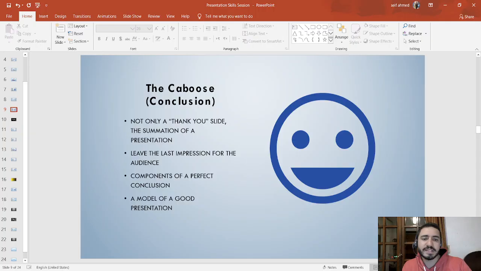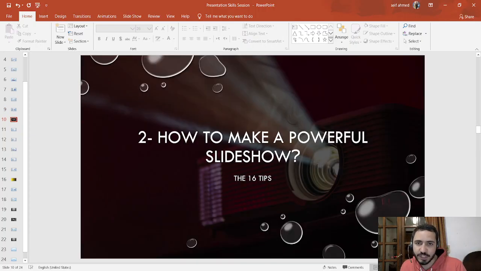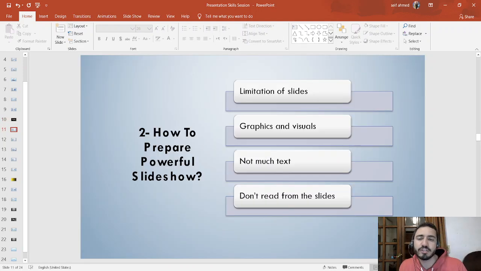So these are basically the components of your presentation. But how about what to do to be able to make a powerful slideshow? We will give you 16 different tips that you can use during making or preparing your PowerPoint or your Prezi slideshow. First one is the limitation of slides.